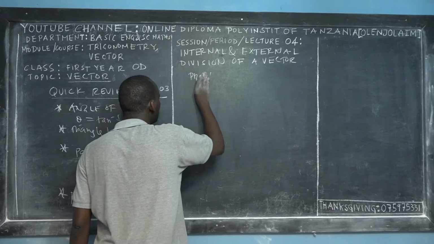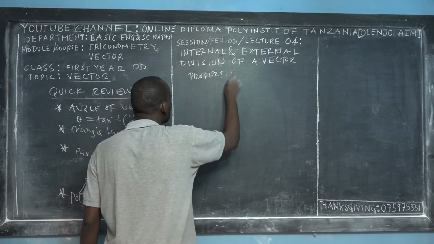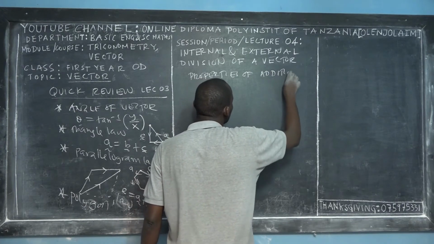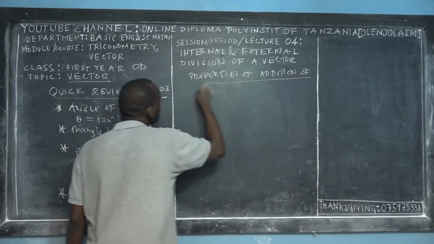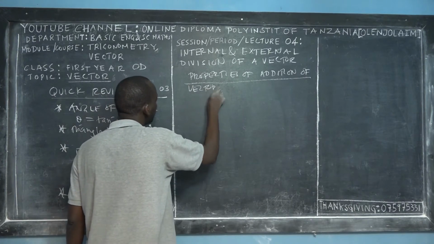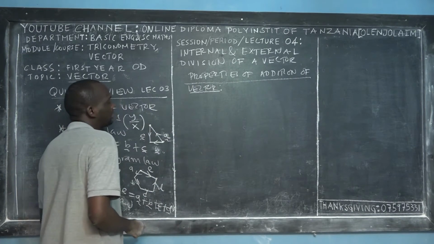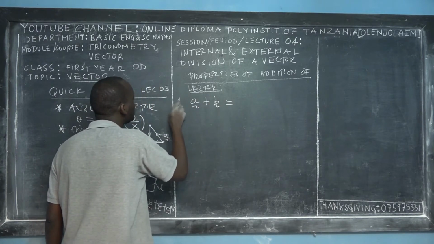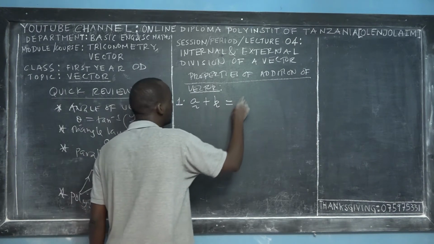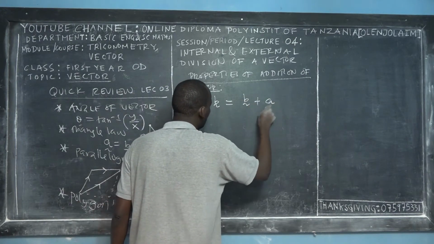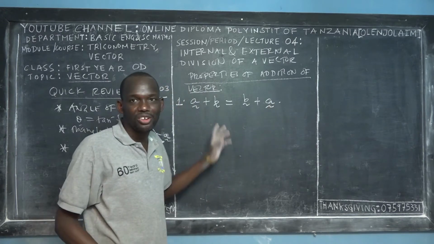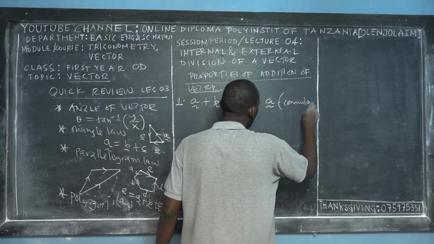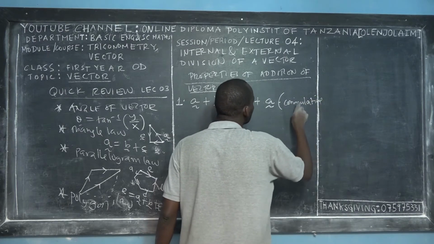Properties of addition of vectors. Suppose you have vector A plus vector B, this is the first property. According to the rules of vectors, this is equal to vector B plus vector A. You know how you call this property in sets or in Boolean algebra? This property we call the commutative property.